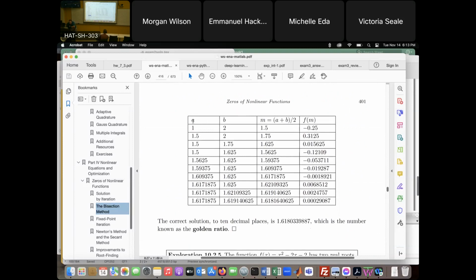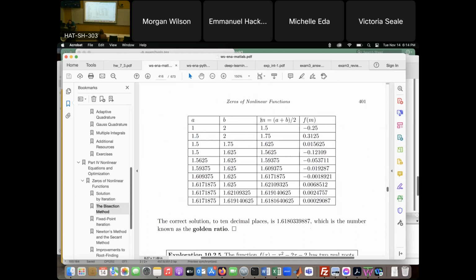So at the outset, my interval is from 1 to 2. I remember at 1 it's negative, at 2 it's positive. Then I compute the midpoint, 1.5. Evaluating my function, I get a negative value, and the function is positive at x equals 2. So between 1.5 and 2, that's my next interval. With each iteration, you see the interval is getting smaller and smaller.